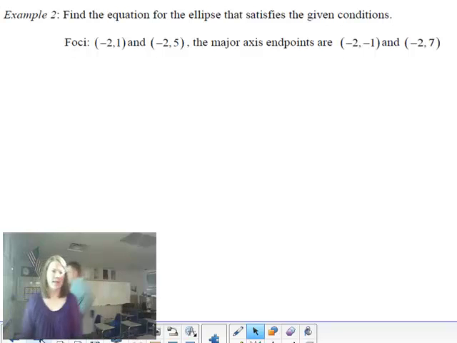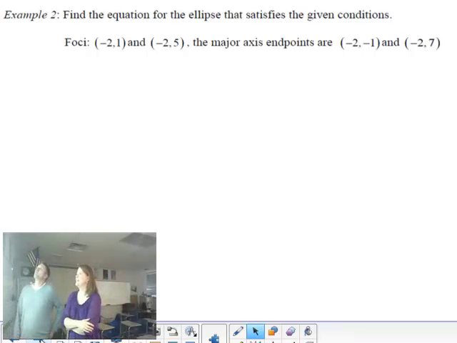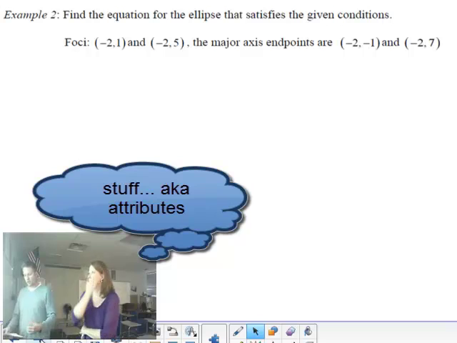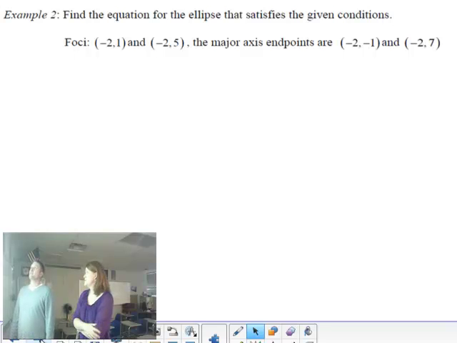So what's next, Mr. Madsen? Let's look at the next example here. So in this case, they don't give me an equation. In fact, they're giving me the stuff, so we're doing the backwards of what we just saw. We're starting with the information, and our goal is to build the equation. But which equation do we use? Where do we even start?